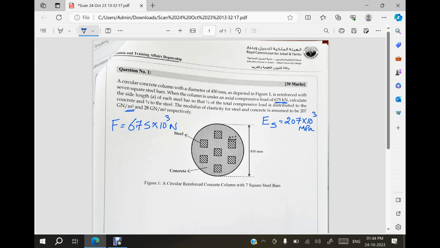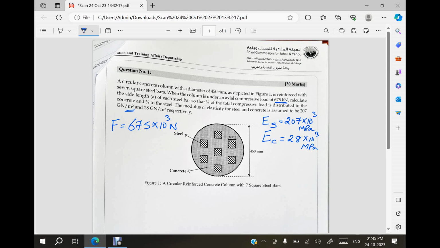And then I have got, let me see, is it steel or concrete? First, he has given me elasticity of steel and concrete. The second one is concrete. Okay. E of concrete is how much? 28 into 10 cube megapascal. Okay. So I have got E of steel, I have got E of concrete.